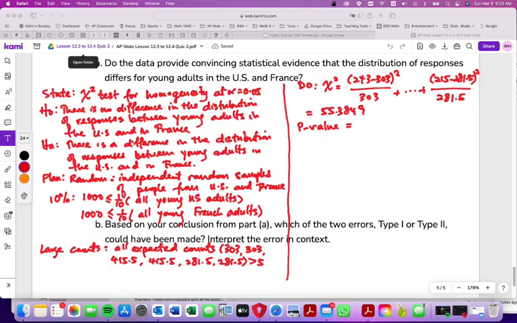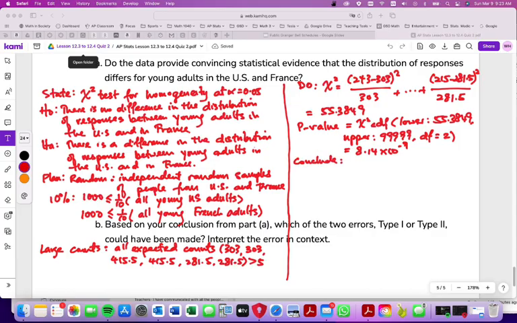You can also get the p-value from the calculator, but if you want to do it by hand and to confirm it, you can use the chi-square CDF, you need three parameters. You need the lower, the upper, and the degrees of freedom. In this case, it is 2. Degrees of freedom for chi-square test for homogeneity is row minus 1. So in this case, 2 minus 1 is 1, and then column minus 1. So we have 3 columns minus 1, which is 2. So 1 times 2 is 2. So it's very, very small, 8.14 times 10 to the power of negative 9. So it's really negligible, right?